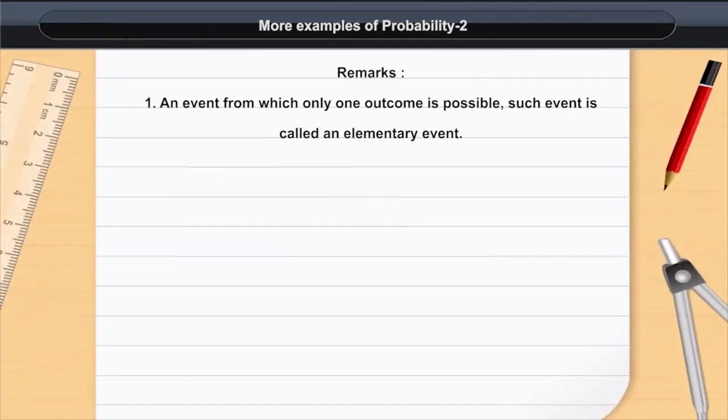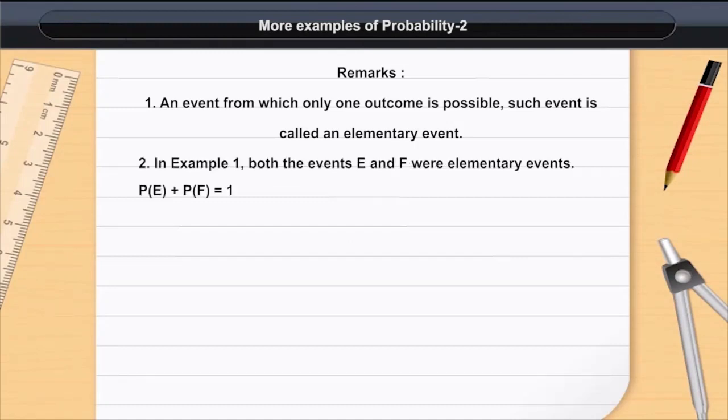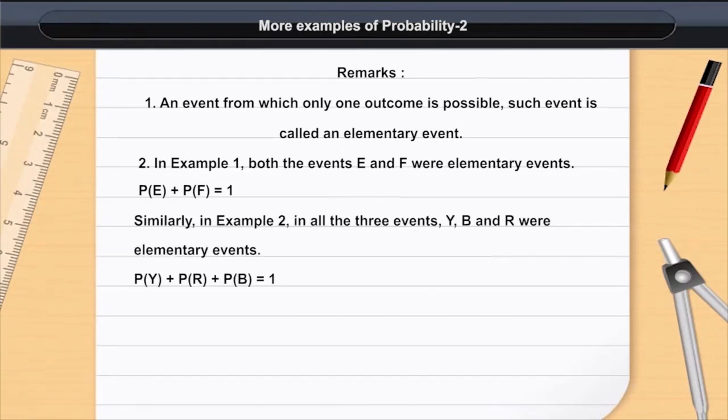Remarks. 1. An event having only one possible outcome is called an elementary event. 2. In example 1, both the events E and F were elementary events. Note that P(E) + P(F) = 1.